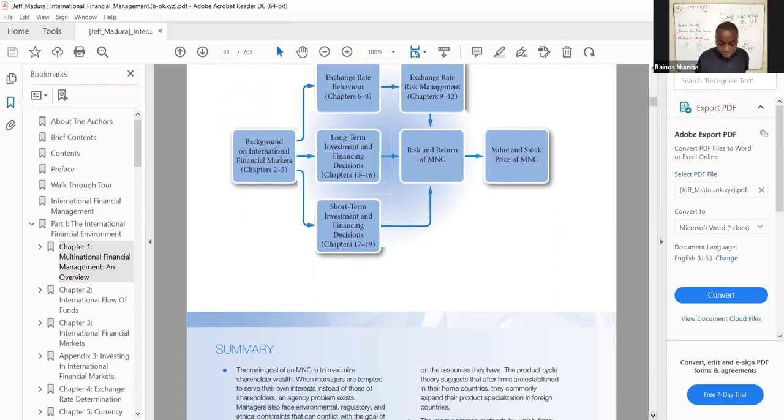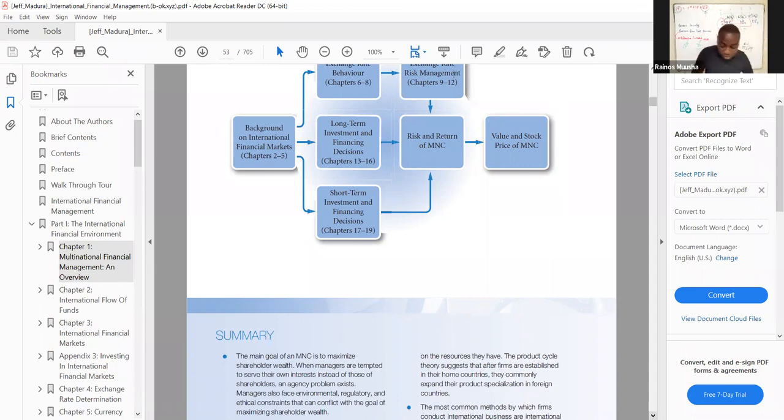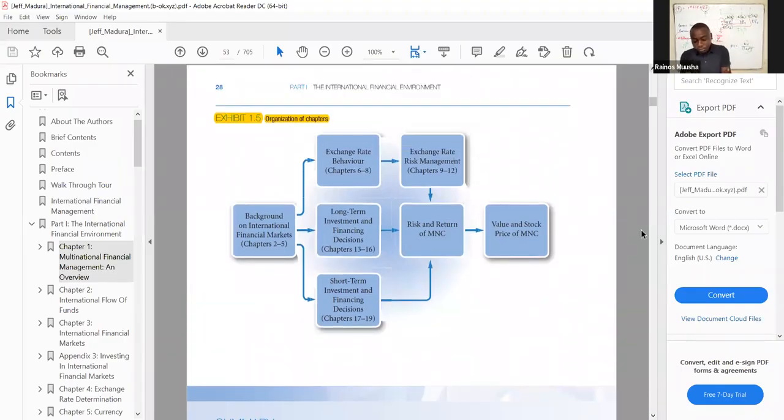So study unit 1 basically looks at the overview of international financial management. And remember, please take note of this. When we're looking at Fin4802, try as much as possible to look at it from a perspective where we are dealing with what? Multinational corporation.